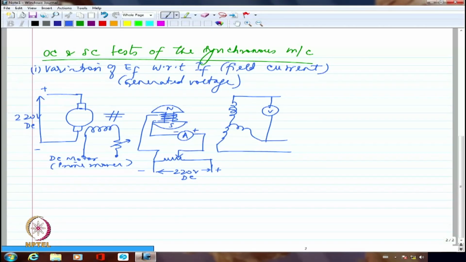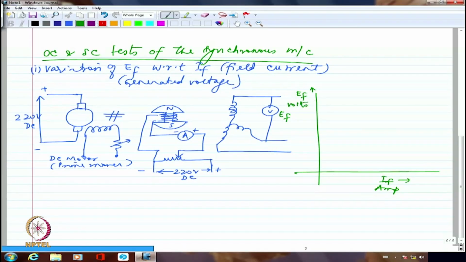So I keep on increasing the field current of the synchronous machine, and then I note down what is the voltage generated. So I'm going to get essentially a characteristic somewhat like this. So this is EF. So I'm measuring EF and I'm going to have IF. So this is in amperes. Of course this is in volts. And then I'm going to have a characteristic somewhat like this. So this is what is my OCC. Right?